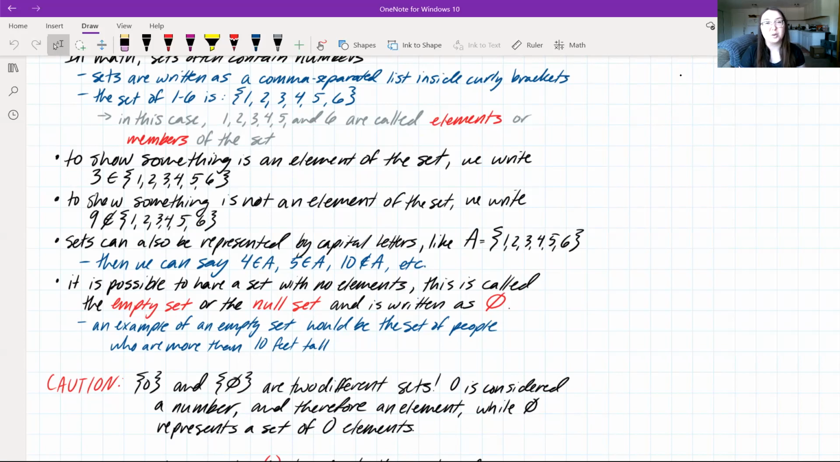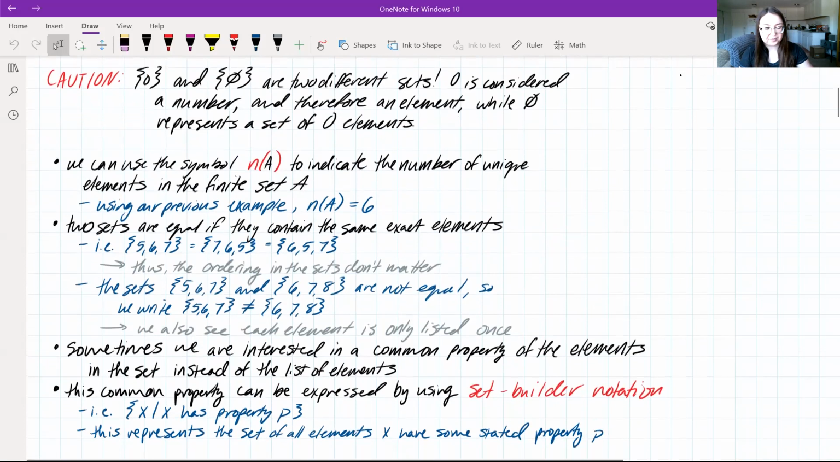So if you see 0 in curly brackets, you know that 0 is an element of the set. But the empty set represents a set with absolutely no elements. So the set of 0 and the empty set are two different things. If you want to say the empty set, you can't write 0 within curly brackets. It has to be the symbol for the empty set.